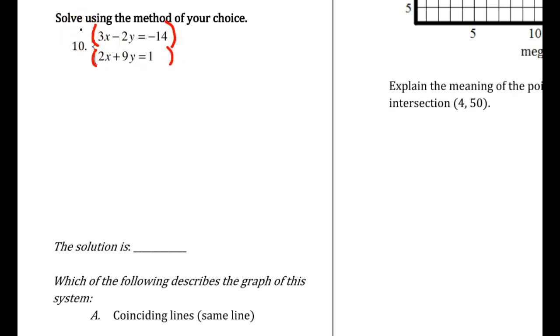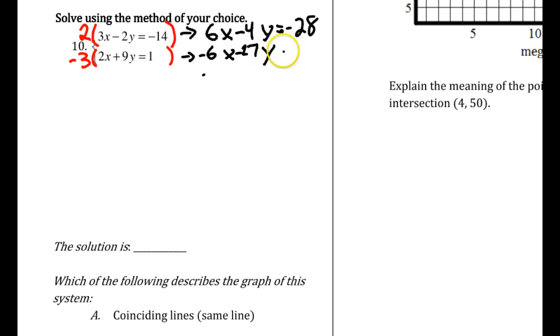So to get the 6, I need a 2, which means this needs to be negative 6. So I'm going to multiply by negative 3. So I'll get 6x minus 4y equals negative 28. Then I'll have negative 6x minus 27y equals negative 3.